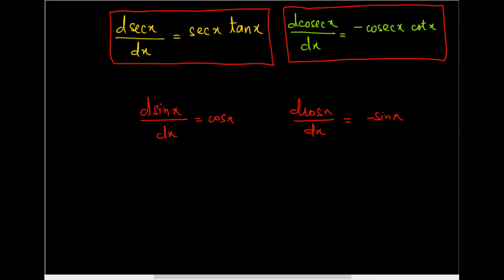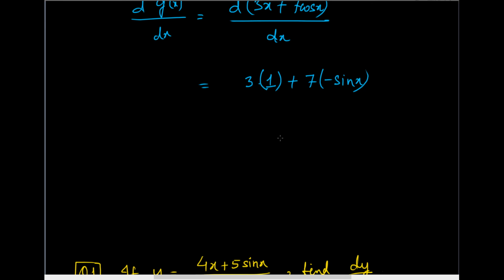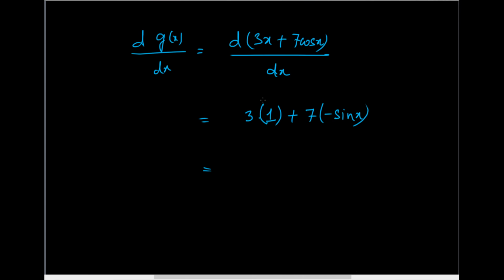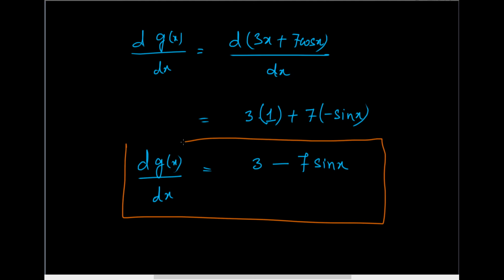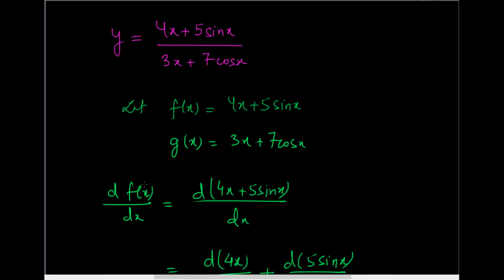So now we can just simplify it and get this result. So this will be 3 times 1, which is 3, minus 7 times sin x, which is 7 sin x. So we can say the derivative of the function g(x) with respect to x is equal to 3 minus 7 sin x. And what is g(x)? g(x) is actually 3x plus 7 cos x, whose derivative is 3 minus 7 sin x. Now we'll be using the derivatives of f(x) and g(x) in our formula. So let us use the formula.